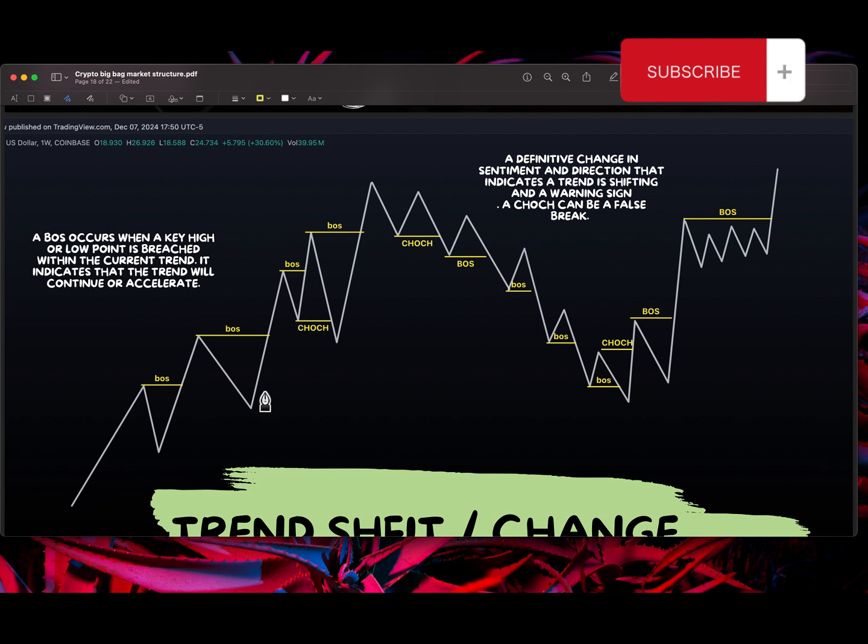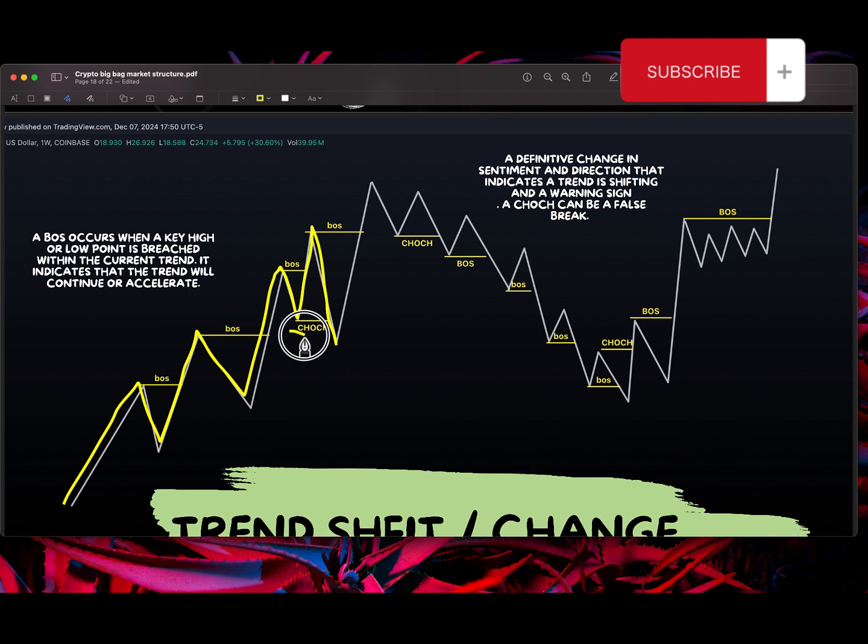Now, let me explain, right? The market is trending up, moving up, creating higher lows and higher highs. Then at some point, we create a lower low. This is a change of character, which is the meaning of CHoCH, a change of character.